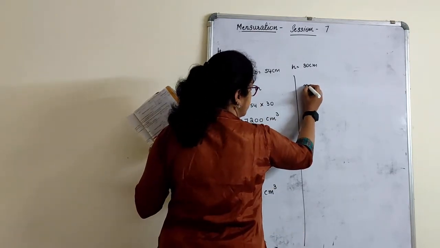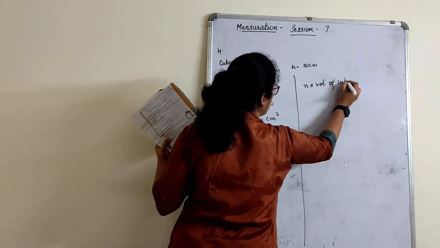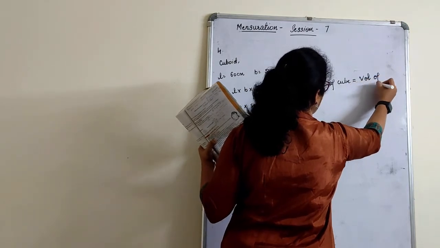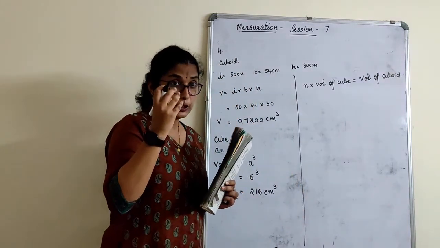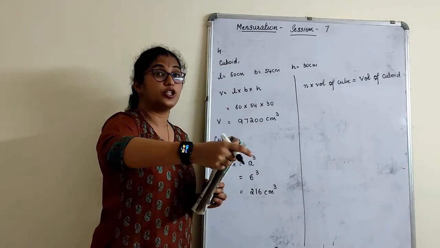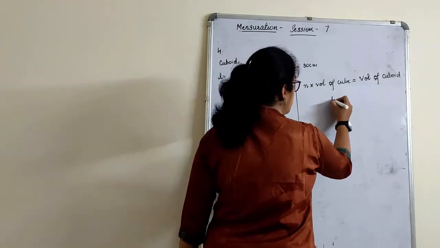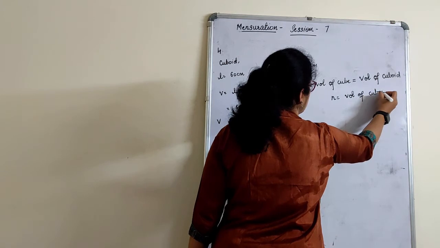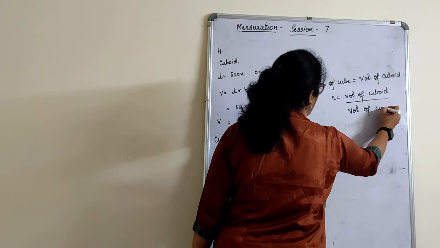I will write here N into volume of cube is equal to volume of a cuboid. Is that fine? What I know is that the number of such cubes will fill the volume of the cuboid, the carton box. So N is equal to volume of a cuboid divided by volume of cube.